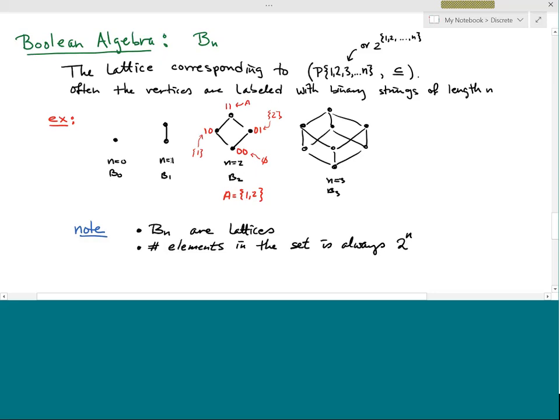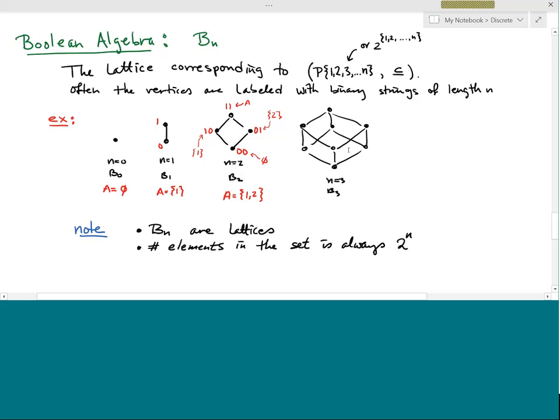Then over here, if we look at B1, you're only looking at your building set of the single number 1. So the empty set would be encoded by a 0, and the full set would be encoded with a 1. B0, your building set is the empty set. So you only have the empty set. So for this one here, you don't really label it. But you can, and if you wanted to label it, you could actually pick probably a 0.